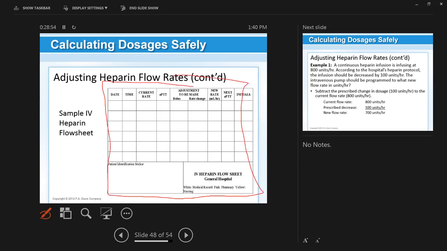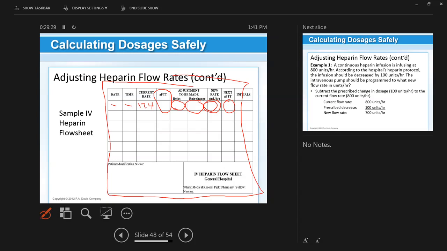And so this is an example of you would fill in the date, the time, what it's currently going at. So let's pretend it's 17.4. And then you would have this lab value, your PTT. If your PTT showed a value that indicated a bolus, that would go here. And then if you had a rate change, that would go here. You would then enter your new flow rate per your pump setting, and then you would initial an order when your next laboratory value would need to be obtained.